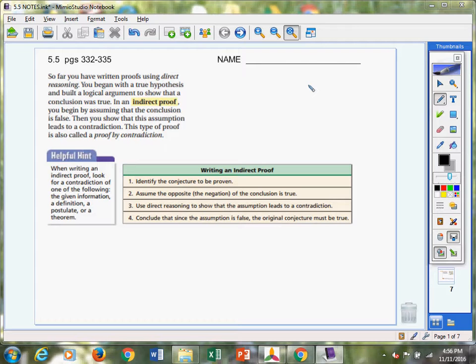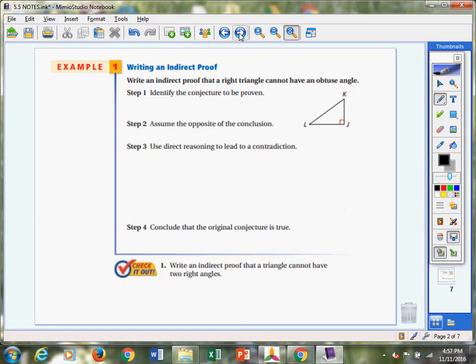Then we're going to use direct reasoning. We'll switch back to the direct reasoning we're comfortable with and have been using in all the other proofs, using all the corollaries, postulates, theorems and definitions that we've already learned, and then make a conclusion based on that contradiction. Okay, so the steps here make it sound worse than it is, I think. Once I show you, you're going to go, oh, that's not that bad.